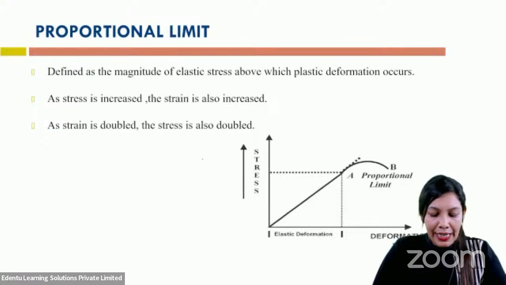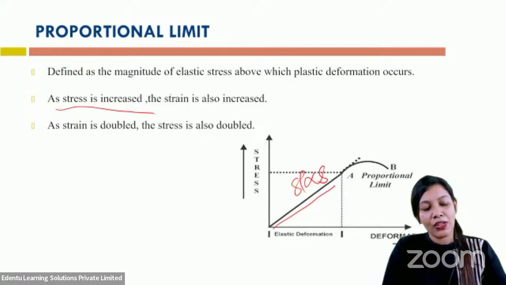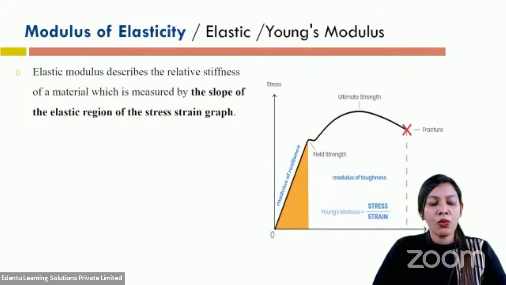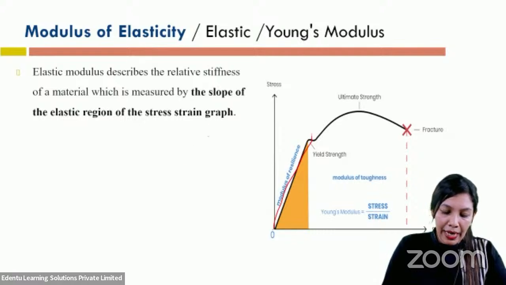So what is the proportional limit? Again, this is the area where stress is directly proportional to the strain. When stress is increased, strain is also increased. If strain is doubled, stress is also doubled. It is directly proportional. So what is modulus of elasticity? Within this is actually the proportional limit, right?